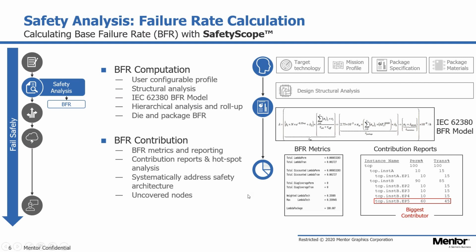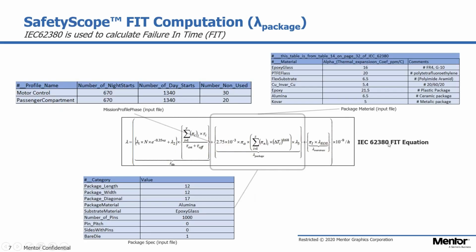Now the question may come up, how does the tool calculate these values? And there is this basic equation. It's defined in the standard for FIT rate calculation, the IEC 62380 standard. And this is basically what the tool is doing. As inputs, we have a lambda for the package and a lambda for the die. Any questions? I hear some noise in the background.